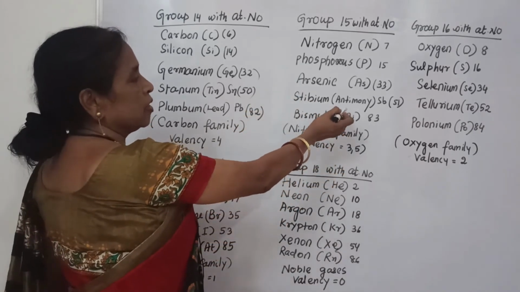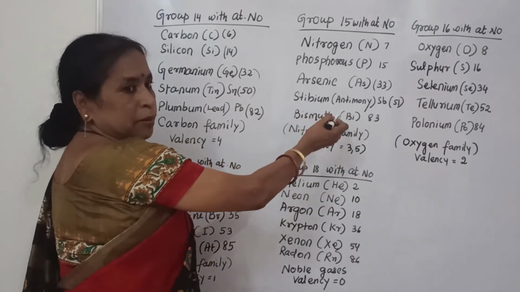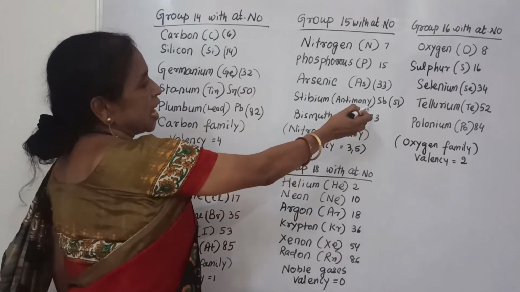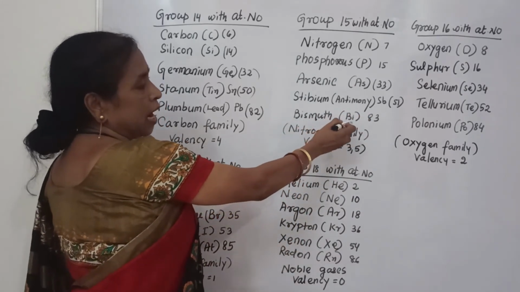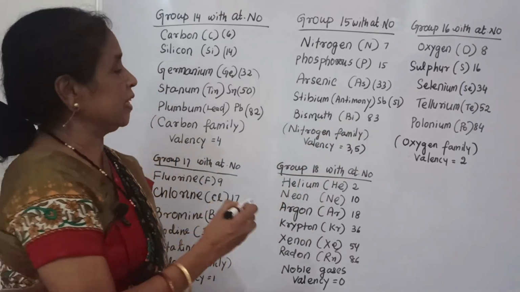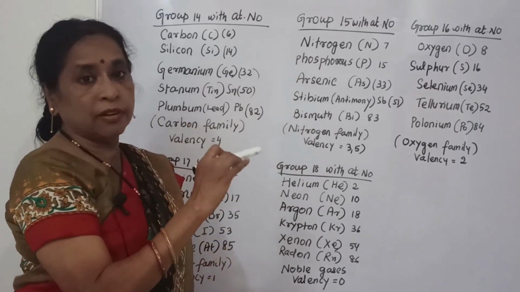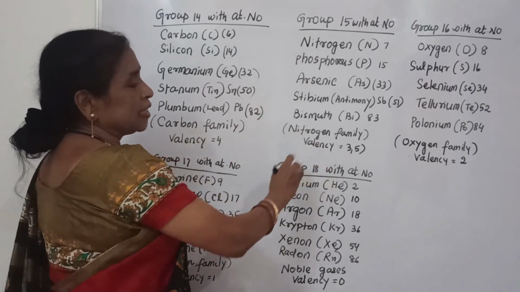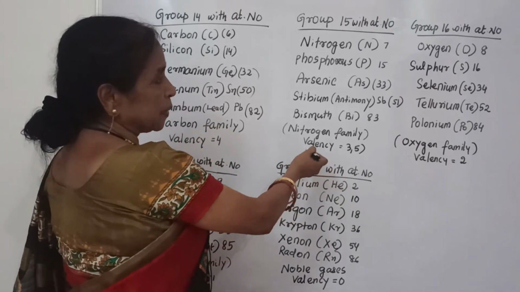Antimony also famous, that is why you should remember both names, chemistry stibium, antimony in English, and Sb is the symbol. Bismuth, Bi, where the atomic number is 83. This is known as nitrogen family because nitrogen is the first element in this group. Here valency 3 and 5 also. Now you remember, I will explain later.